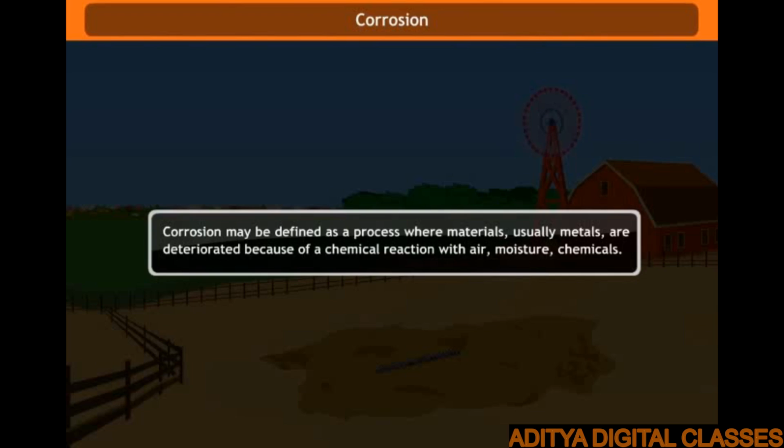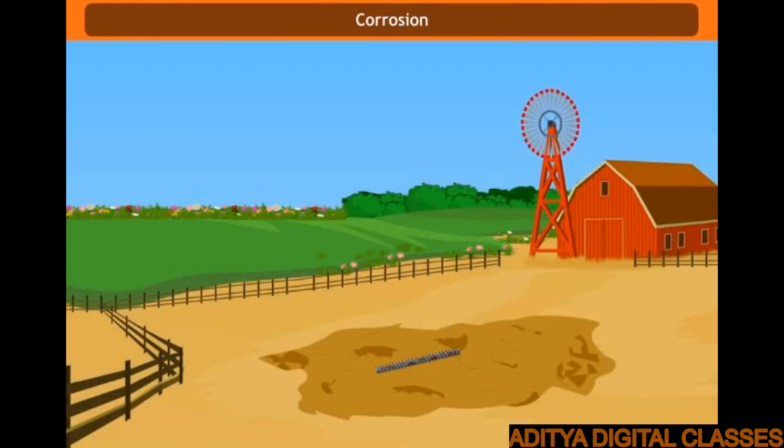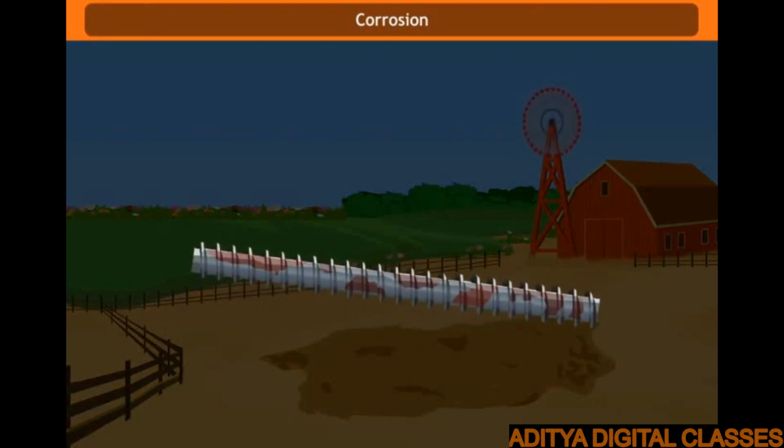Corrosion. It may be defined as a process where the materials, usually metals, are deteriorated because of a chemical reaction with air, moisture, and chemicals. Let us explain with the help of an example. When the iron materials are kept in moisture for a long time, a brown mass is coated on the iron materials. This brown mass on the iron materials is called rust. Rust is explained in the electrochemical theory.